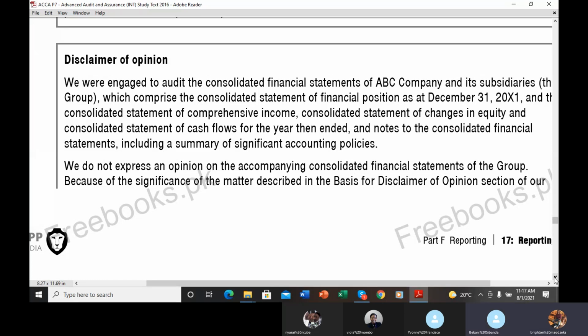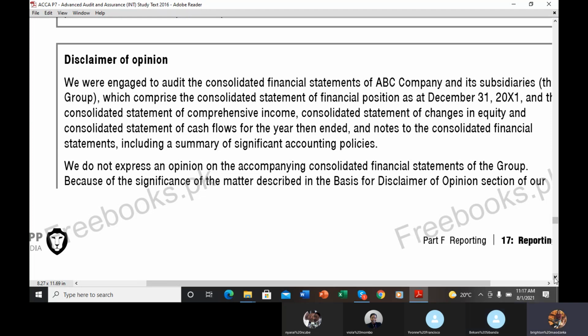So on the opinion paragraph in a modified report, we are saying the opinion that is expressed there is the opinion on the financial statements as a whole, without taking into account the specific matter that will then be raised in the basis for qualified opinion.